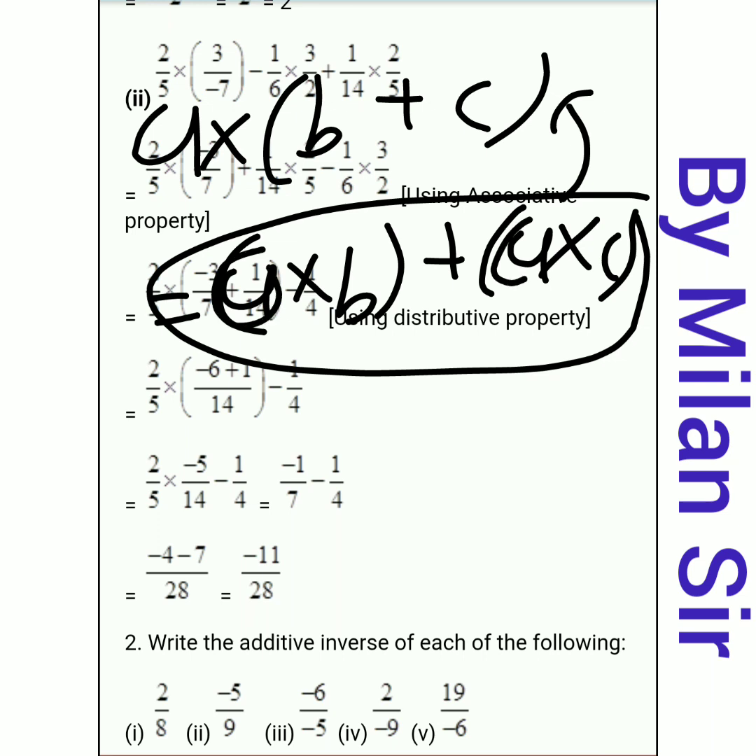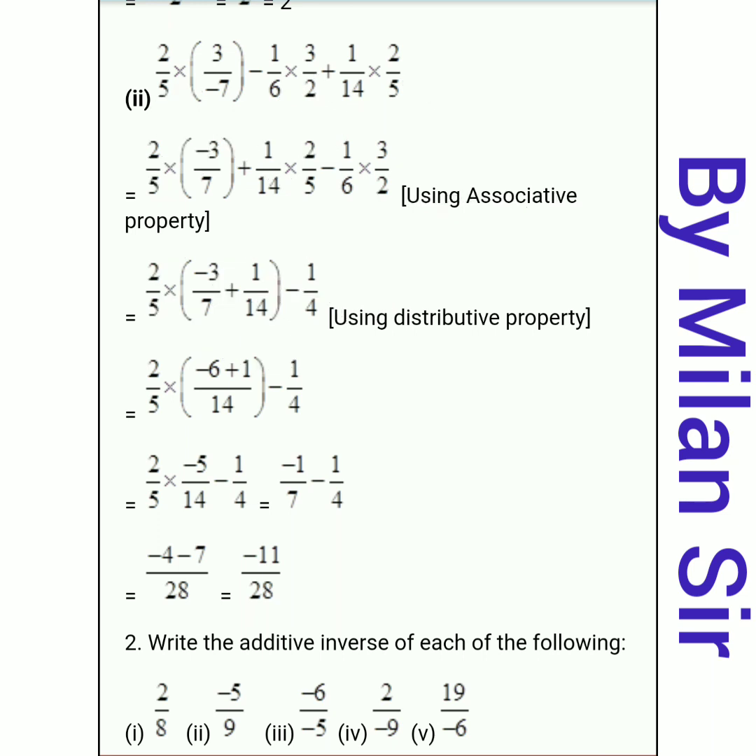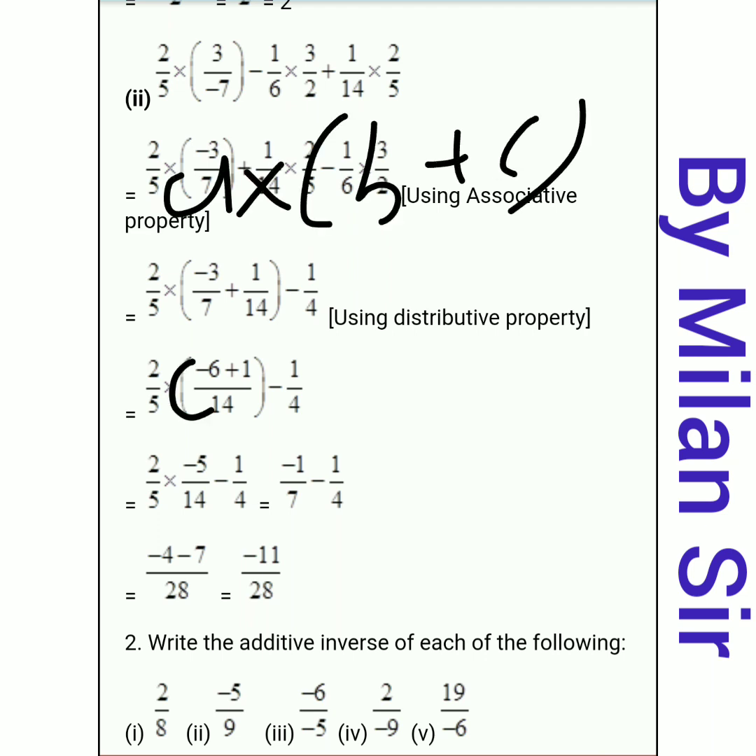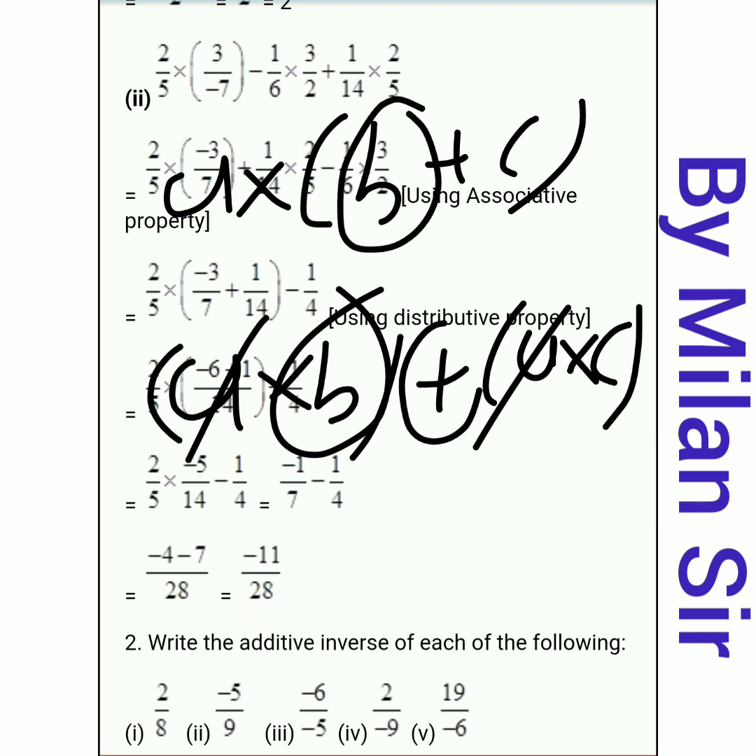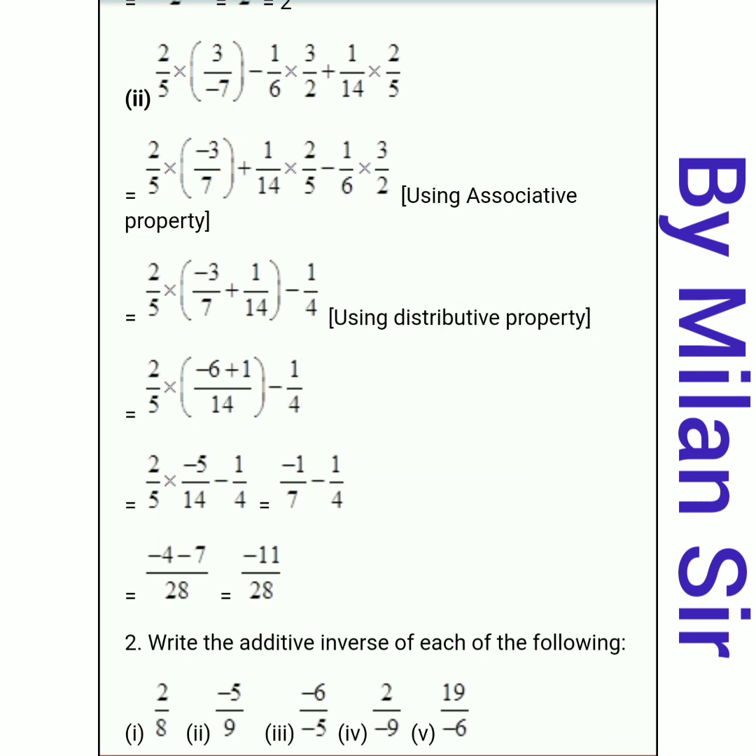A is common, so we write like this: A is common and in bracket B plus C, right? In bracket B plus C, because A is common, so A cut. What is remaining? B, positive sign, and C. If positive sign is there, then positive. Otherwise, if negative sign is there, then we need to write negative sign. Okay, so this is distributive property. So we need to write the reason.